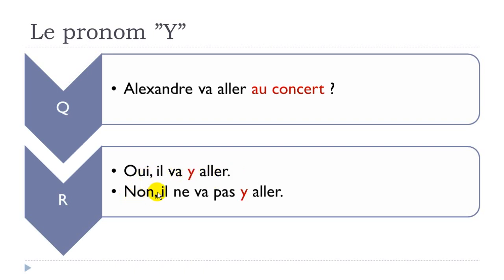Negative form, non. Il ne va pas y aller. Okay, so your negative form is before and after the first verb. And that's the key thing. Okay, and then your pronoun is coming before your second verb. Okay, so your pronoun Y should be always before your second verb.